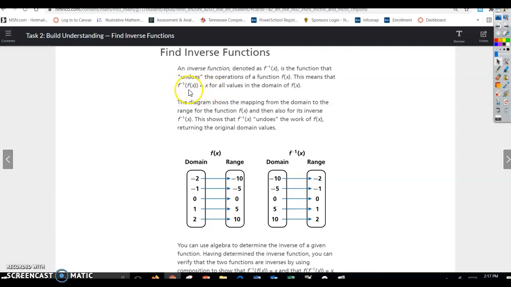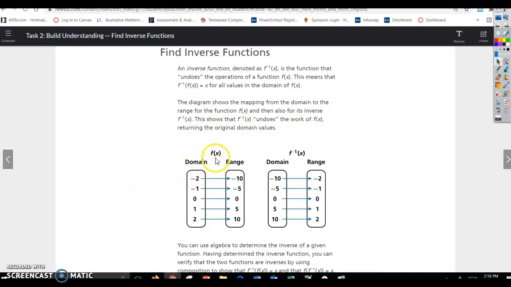So if these are inverses and you put one into the other, you're going to get what you started with for all values of the domain of f of x. So that's how you can check to know if it's an inverse function. And we'll look at that in a little more detail. The diagram shows the mapping from the domain to the range of the function f of x, and also for its inverse, f inverse of x. This shows that f inverse of x undoes the work of f of x, returning the original domain values.